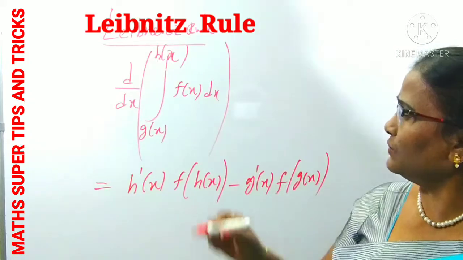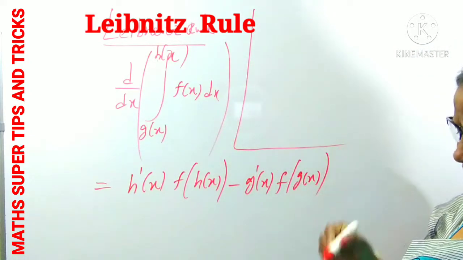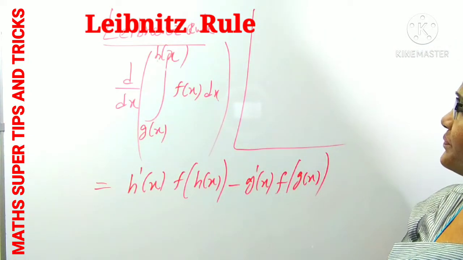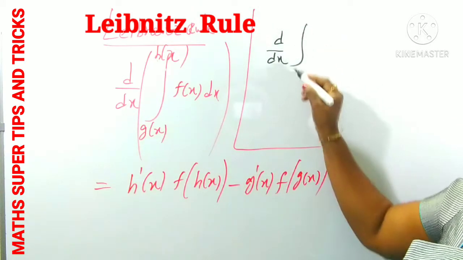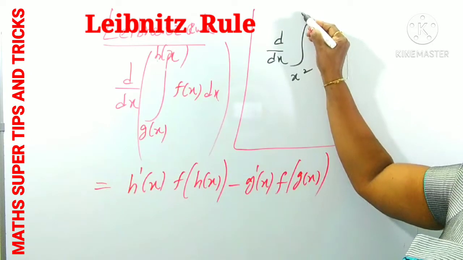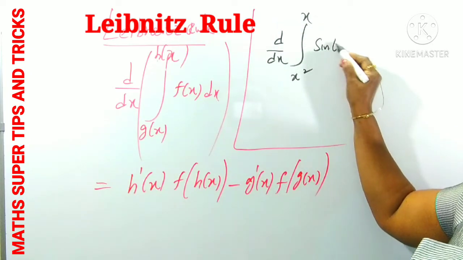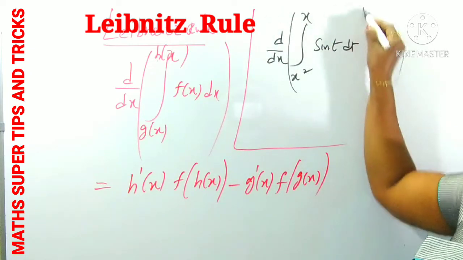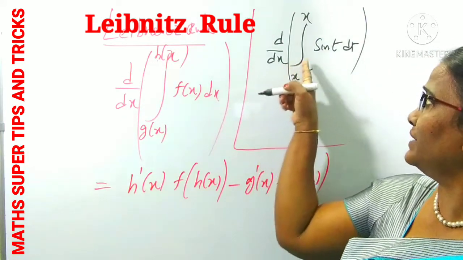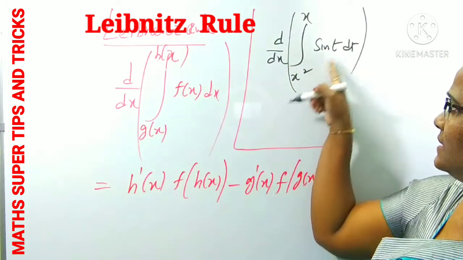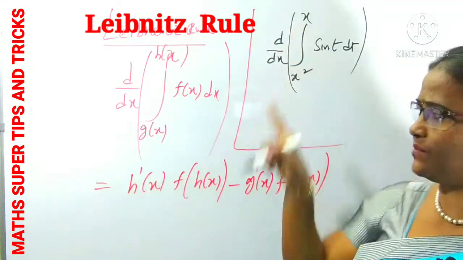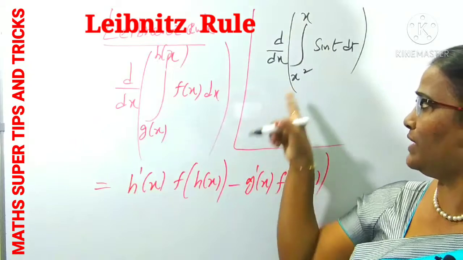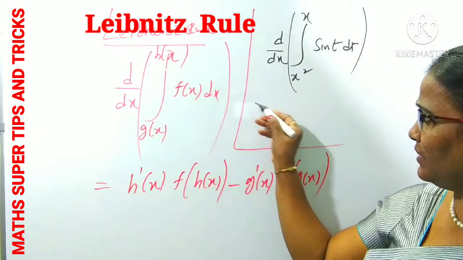One small example I will give you where we can apply this. Suppose you want to find out d by dx of integral of sin t dt. I want this integral value, d by dx of integral of the function sin t with respect to t. What are the limits? x square to x. What is the upper limit here? x. The lower limit is x square. What is the resultant value?